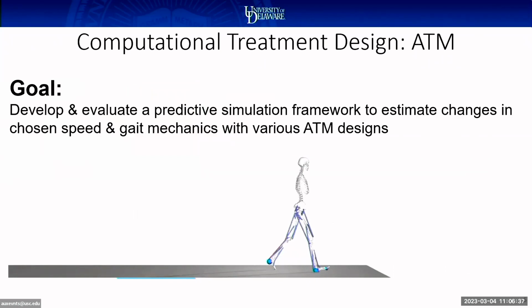So this is where computational simulation comes in for us. And the goal of our work was to develop and evaluate a predictive simulation framework to estimate changes in gait patterns with various adaptive treadmill designs so that we didn't have to have these individuals post-stroke or individuals complete this many trials.